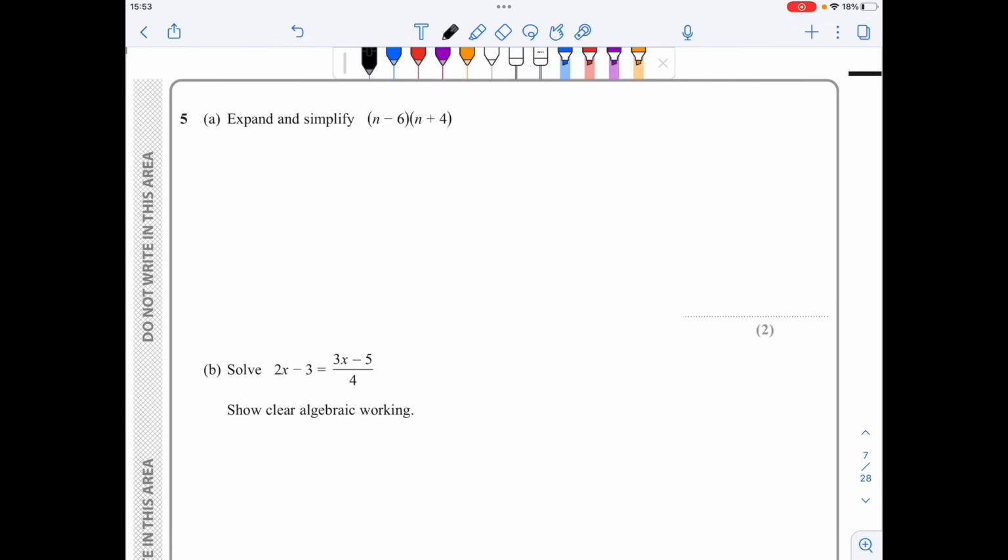For part A of question 5, I'll expand term by term. So I've got n squared plus 4n minus 6n minus 24. You simplify, you get n squared minus 2n minus 24.